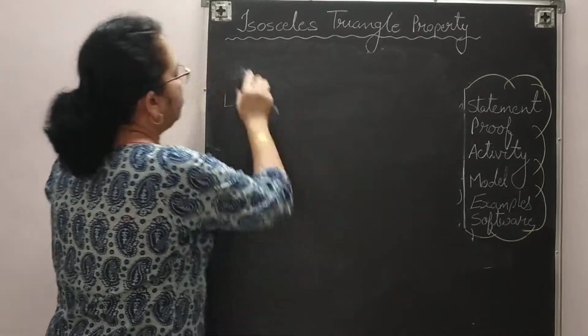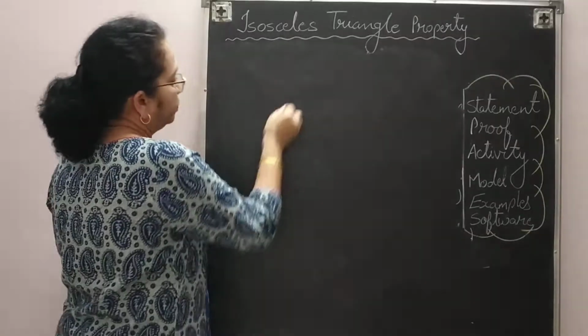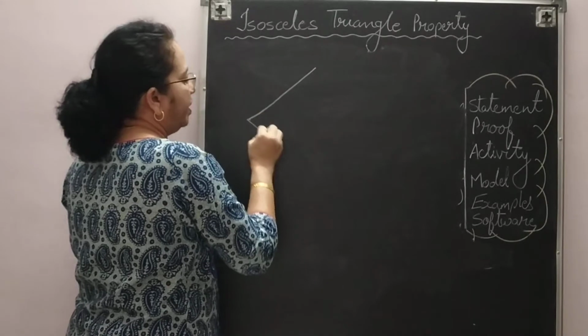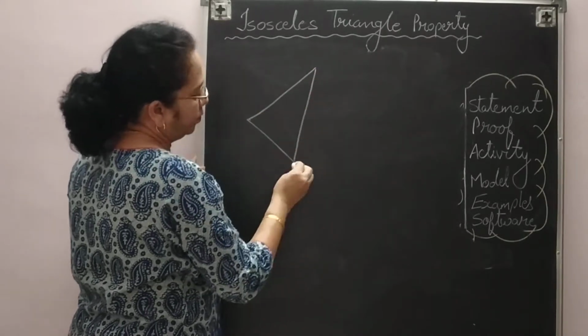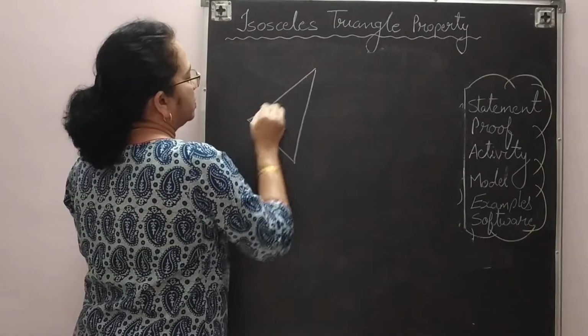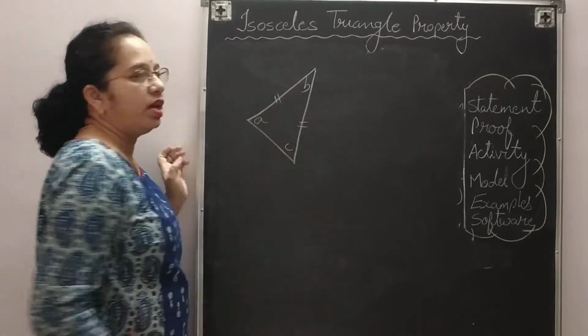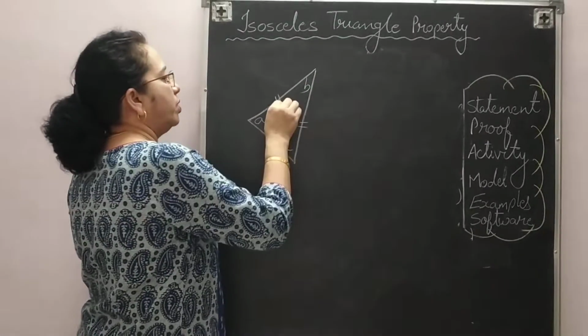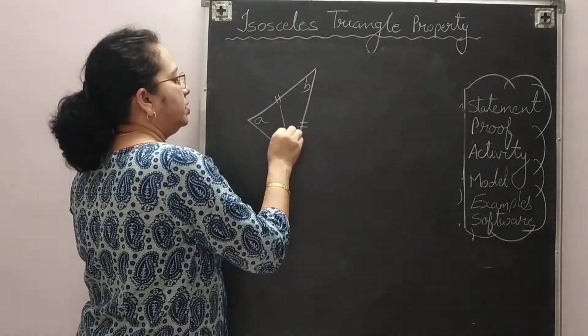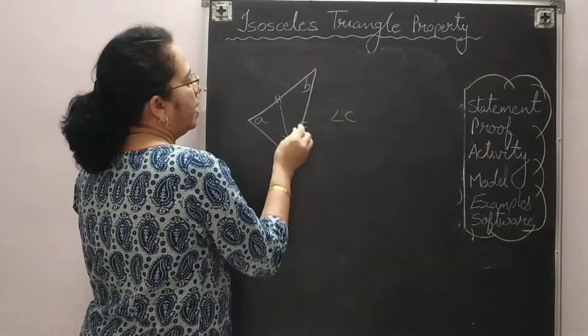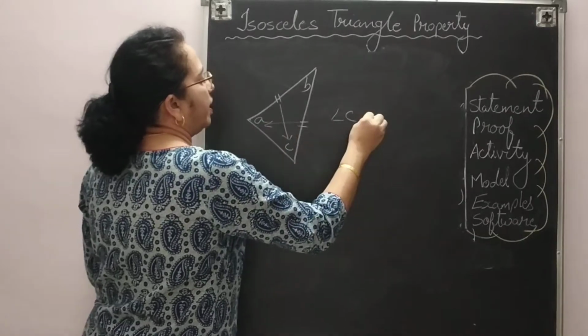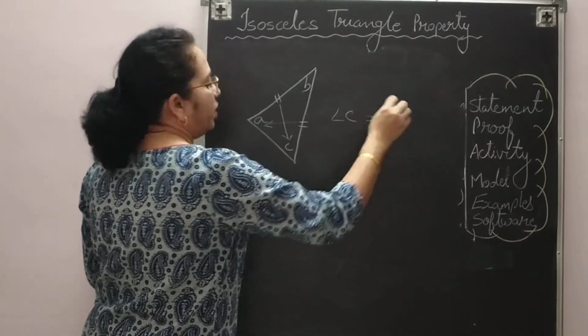Let me take one more figure to explain. Suppose this slanting triangle is given. Again this is A, B and C. These two sides are given equal. So which two angles will be equal? Opposite to this side is angle C and opposite to this side is angle A. So angle C is equal to angle A.